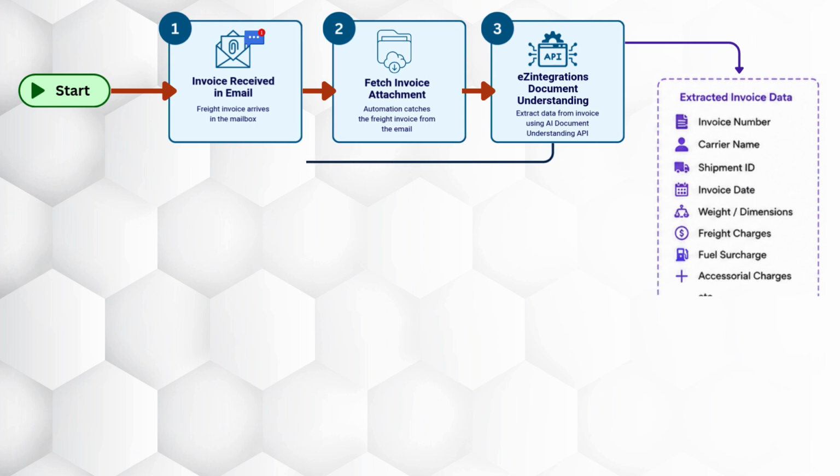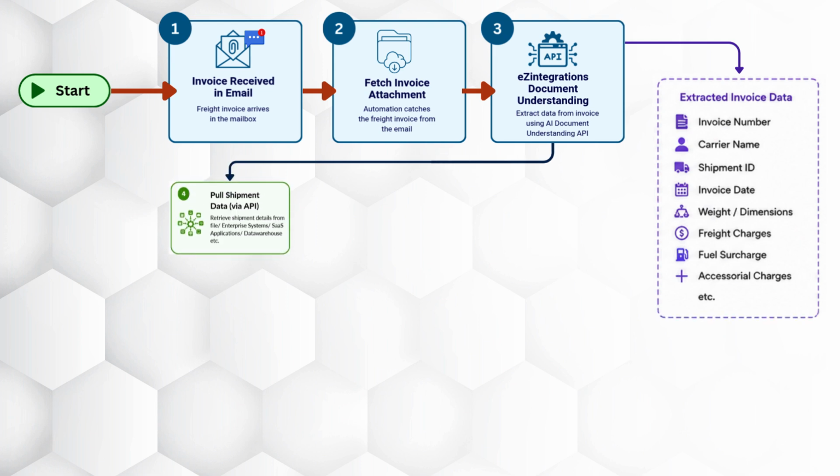After extracting the invoice data, the automation connects to enterprise systems through APIs to retrieve shipment data from the Excel sheets or any enterprise shipment management systems. Simultaneously, the solution also fetches approved freight rate card information using another API connection.